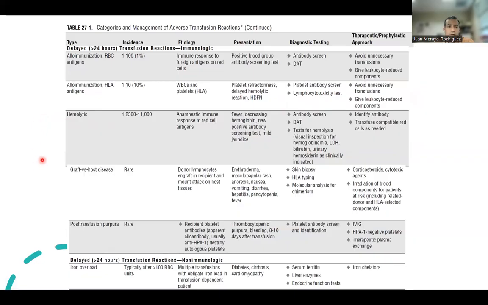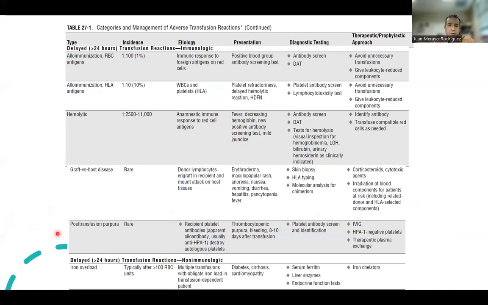Other important reactions I'm going to talk about later is going to be hemolytic reactions. And also I want to mention here the graft-versus-host disease is a rare condition nowadays, since the prevention will be to do irradiation of blood components for patients at risk, including related donor and HLA selected components. So any kind of cross-match like HLA match or cross-match compatible platelets need to be either irradiated or pathogen-reduced components, which will be preventing the white blood cell from replicating and having this type of reaction, which is fatal in the vast majority of cases, above 90%.